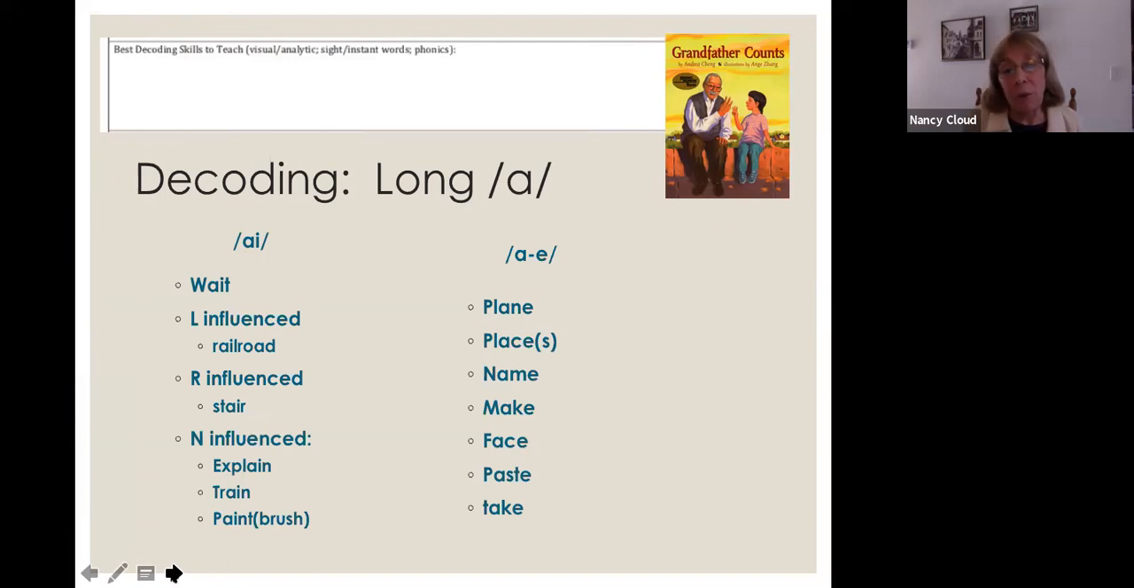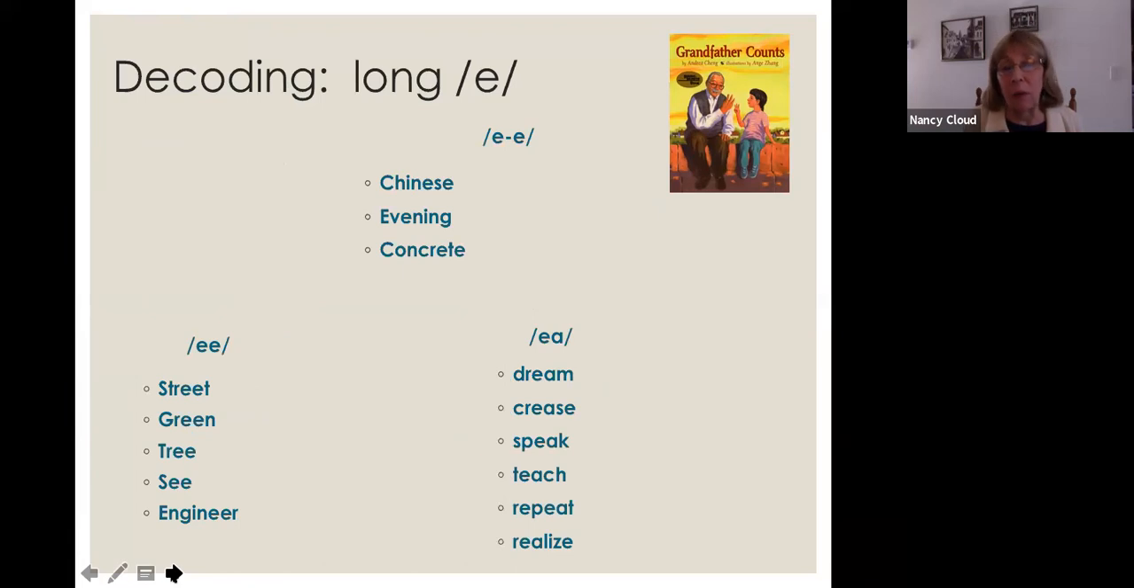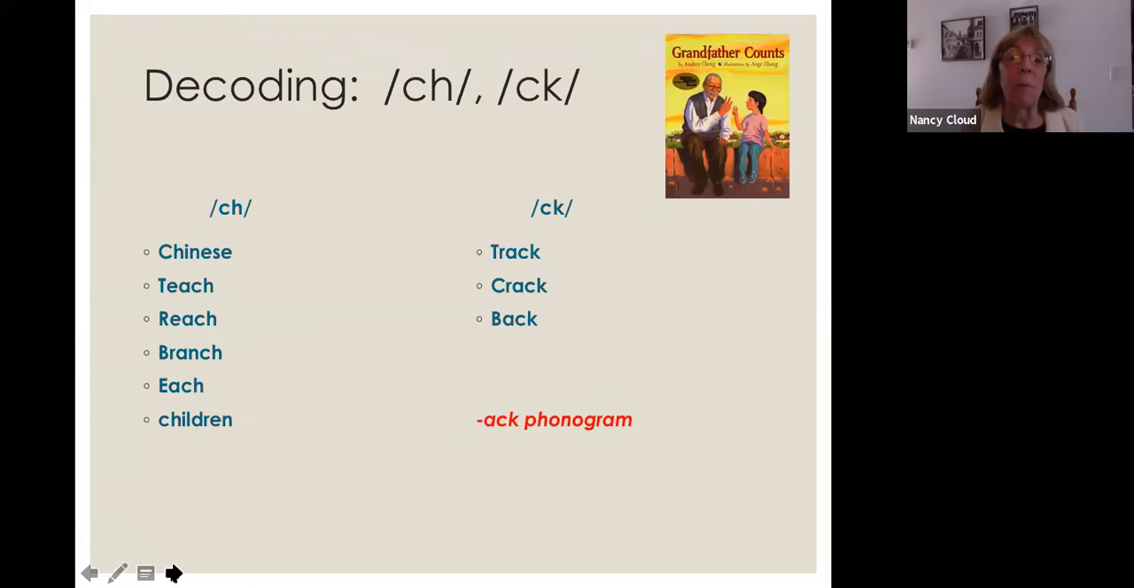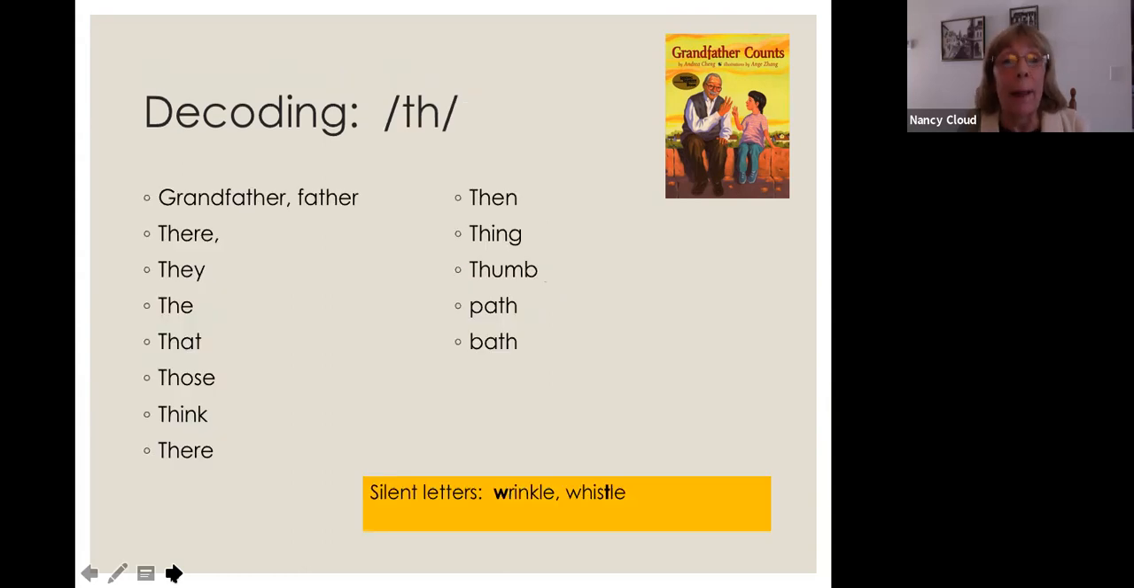I found a lot of long A words. I found a lot of E words. You found some of these. I didn't give you time to find all of them, and you don't have the full book. I found these across the whole book for the digraph CH and CK. And I could teach the ACK phonogram: TER-ACK, KER-ACK, BUACK, right? So I could do that. And I found a lot of TH. And if you wanted to do silent letters in English, you could do that too. I was trying to notice everything. When you analyze a book, try to find everything.